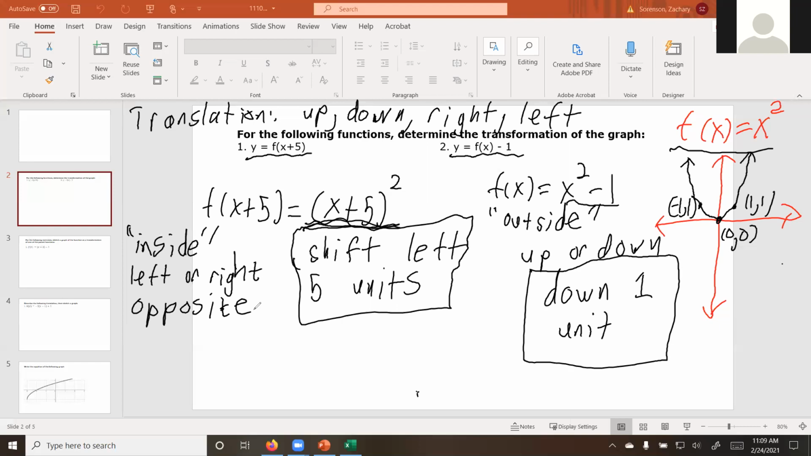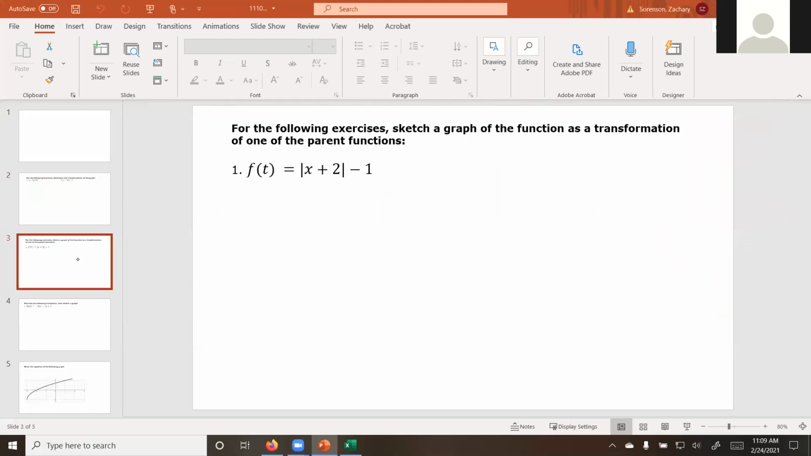Everyone good so far with just a basic starting point of translations? We're going to be moving left or right, and we're going to be moving up or down. It'll make more sense when we go through an example, hopefully. So let's go ahead and do that. So now I have this graph. This should not be a t, this should be an x. I have this graph f of x is equal to the absolute value of x plus 2.